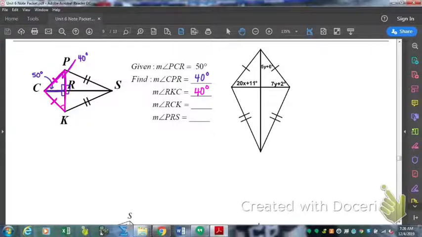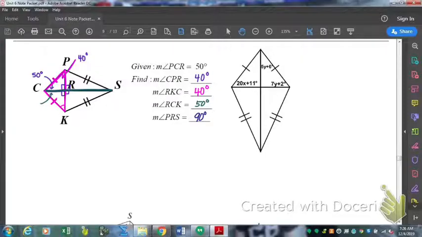RCK is the next one, which is this guy right here. As I mentioned a moment ago, this major diagonal bisects the angles that it intersects, so that means RCK has to also be 50. It matches that purple 50 right there. And PRS has to be 90 degrees because it is the intersection of our diagonals inside of a kite.